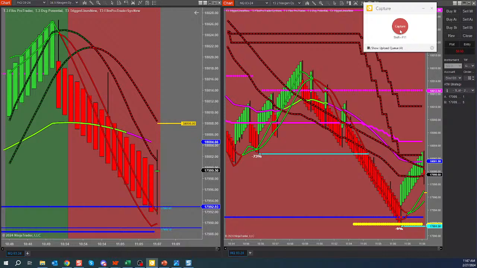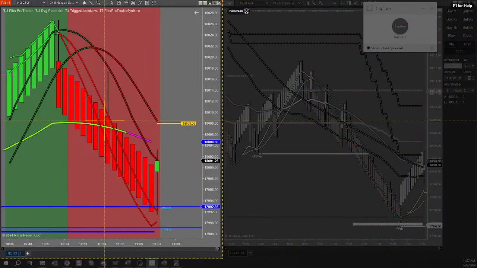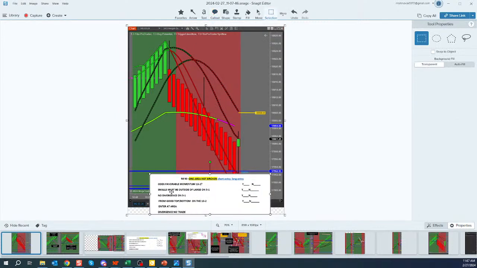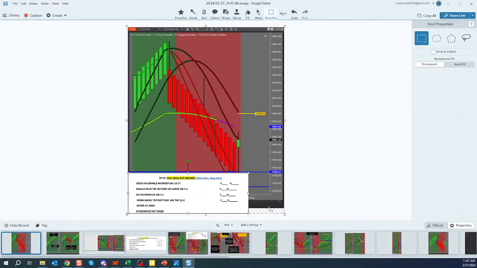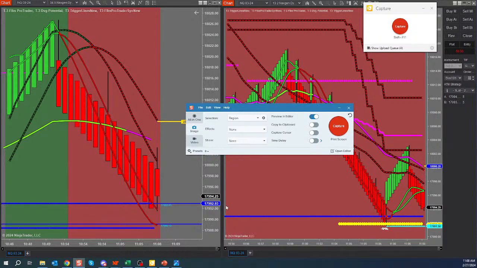Okay. And then we can be consistent, and then it's totally up to you. If you like bells and whistles, the Snagit software is cool, and it gives you a lot more editing options. But even more importantly, you can take your rules checklist and drop it right on your chart, so that you can go back and police yourself a little bit. And you can say, well, did I have odds favorable momentum? Did I have this? And I think it's 63 US dollars for the Snagit.